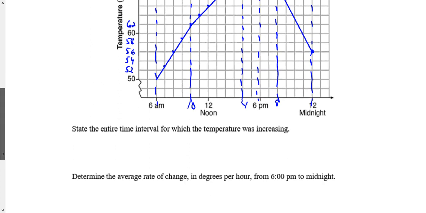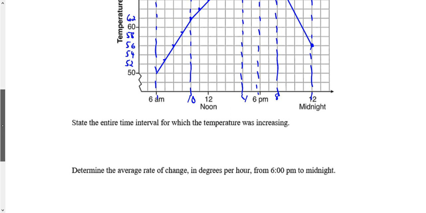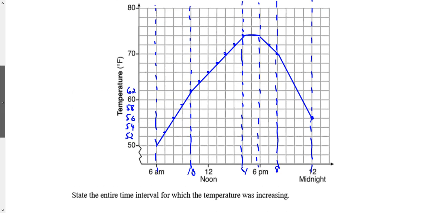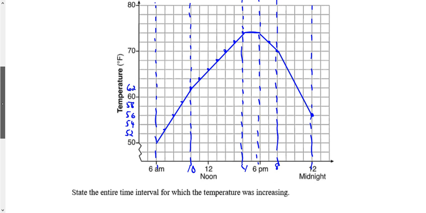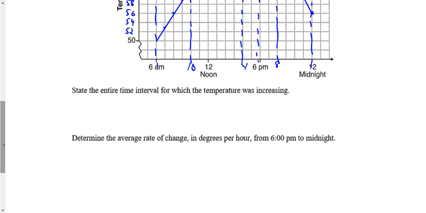Let's look at the follow-up here real fast. State the entire time interval for which the temperature was increasing. So from what time to what time? 6 to 4. It's this section here, even though there are different rates, that's still just increasing. So from 6 a.m. to 4 p.m. That's our time interval for increasing.